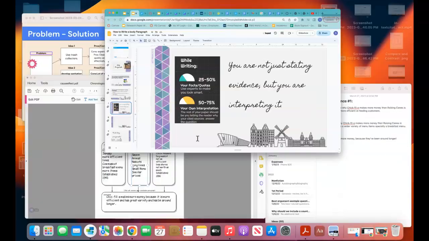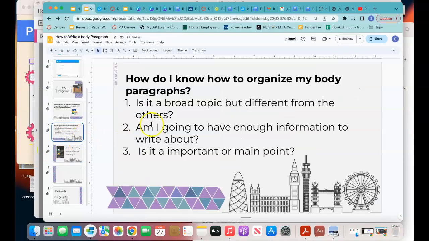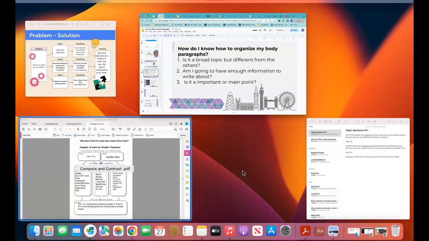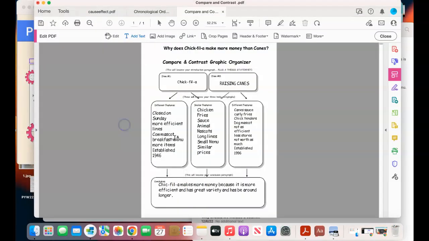And as you're looking, I want you to remember these 3 questions, okay? The first one, is it a broad topic but different from the others? Question 2, am I going to have enough information to write about? And then question 3, is it an important or main point? So make sure you consider all those things as you write your own topic sentences.